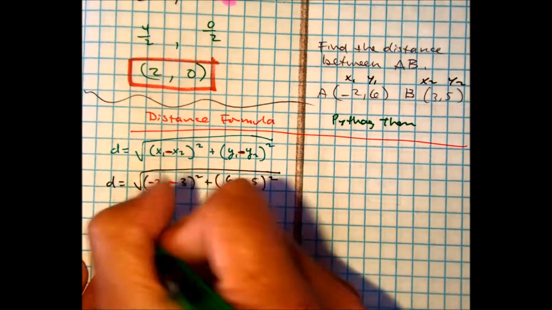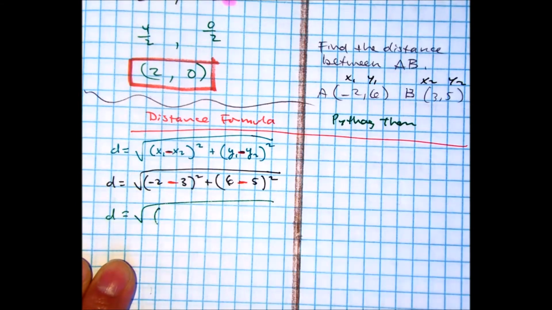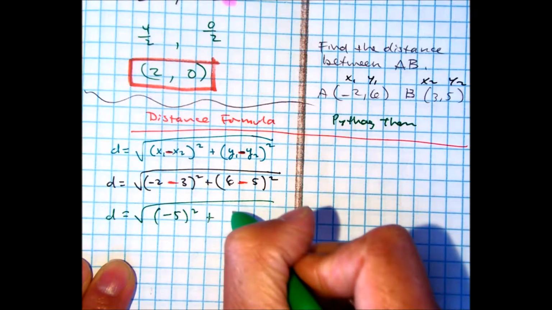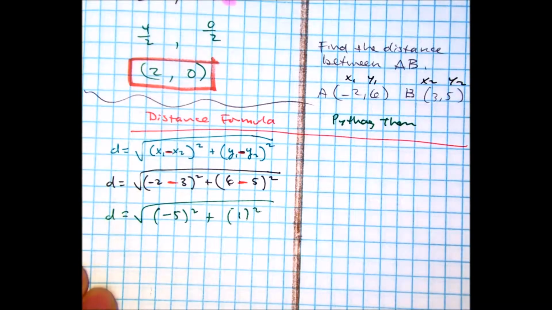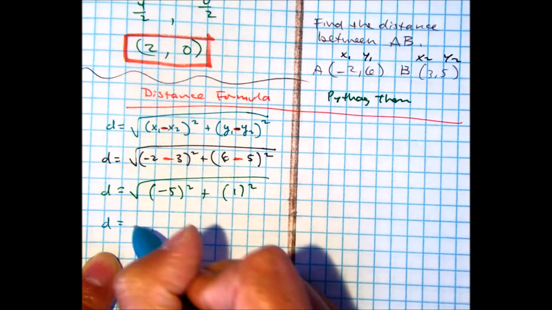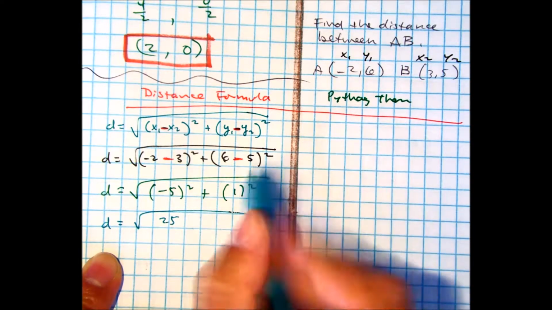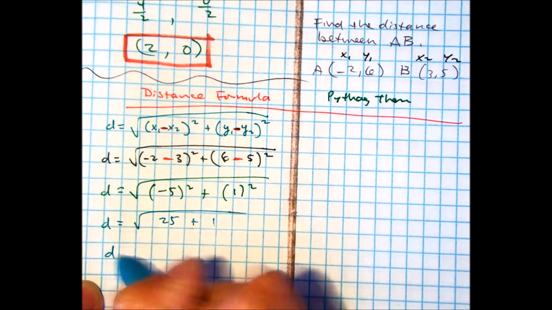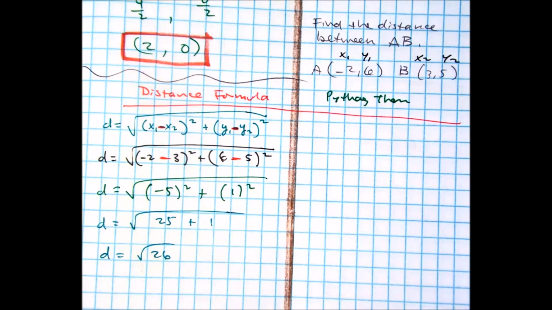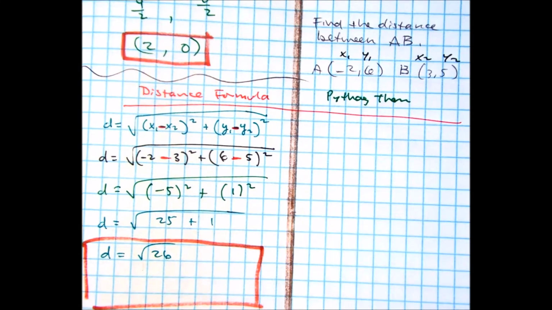Let's simplify. Class, negative 2 minus 3. Six minus 5. Negative 5 squared. Positive 25. 1 squared. D equals the square root of 26. I'm going to put that in my calculator.